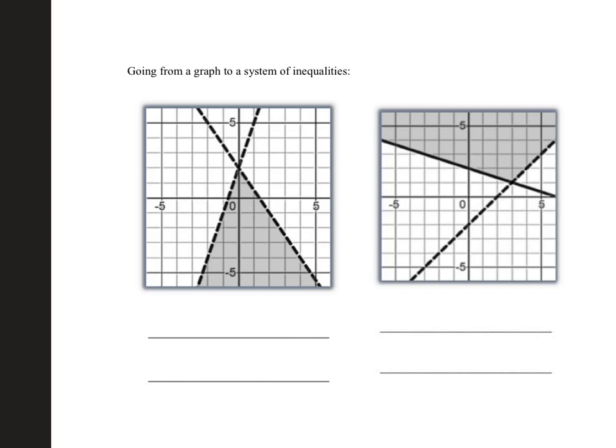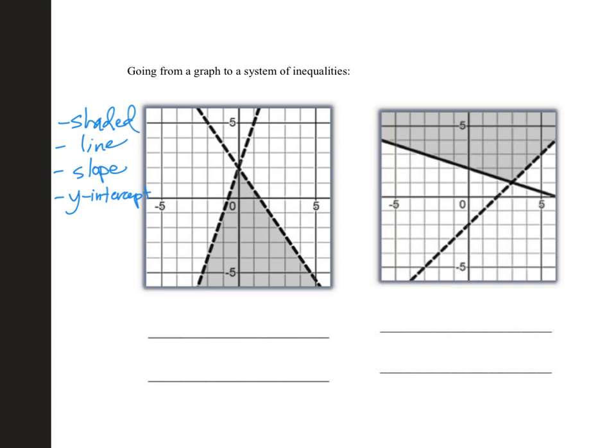So we need to look at a few things. When we are looking at these graphs, we need to look at what is shaded, so either above or below shaded. We need to look at what type of line it is. So is it dashed or is it solid? We need to look at the slope, and then we also need to look at the y-intercept. So those are the things that we should be looking at in order to figure out what our inequality is for each of these lines.